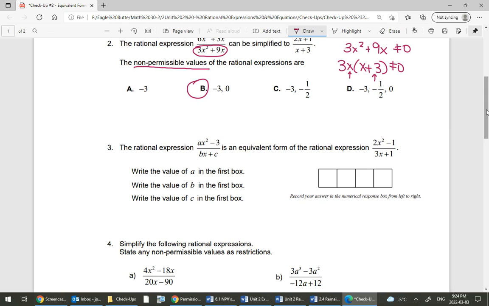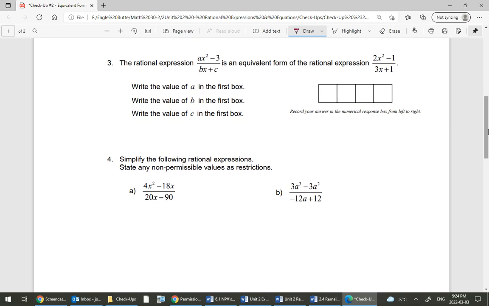This is a common numerical response question. You're just going to be asked to simplify or make it equivalent, and then after that you're going to have to put specific pieces into specific boxes. So we're told that the expression (ax squared minus 3) over (bx plus c) is an equivalent form of (2x squared minus 1) over (3x plus 1). We have to then figure out what the values of a, b, and c are.